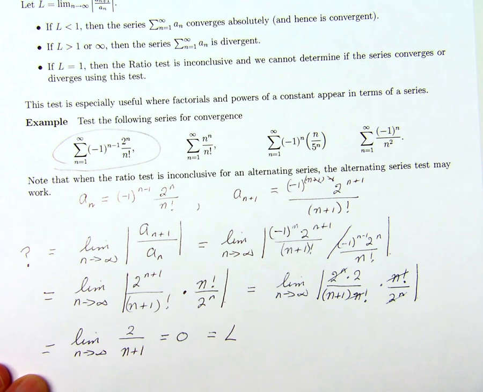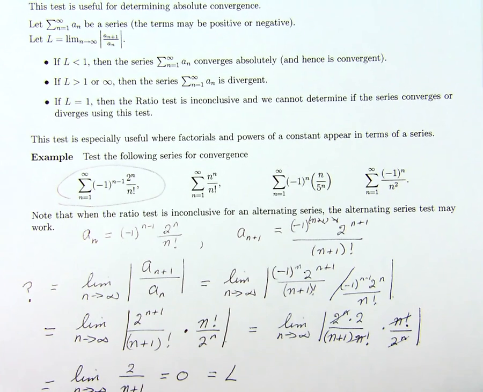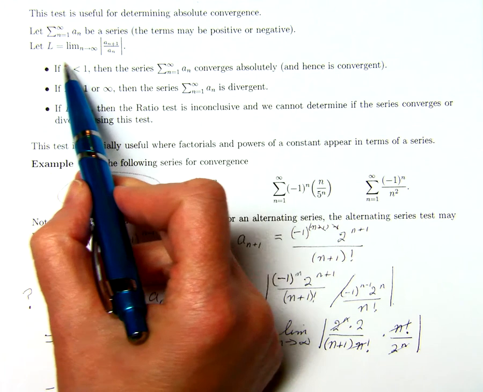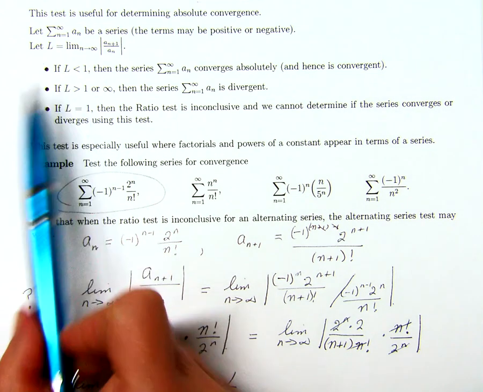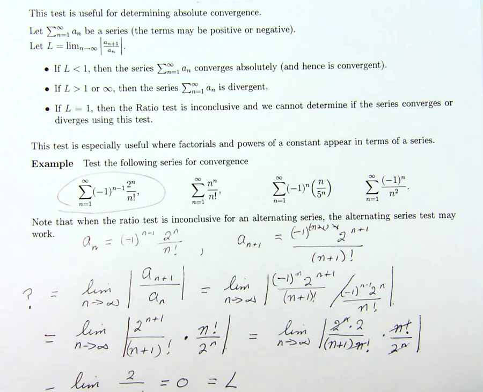So that's my L. And in our test, if I follow the directions, I calculate this L. And then secondly, I look at the value of L. And I have L equals 0 here. And the directions are, if L is less than 1, then the series converges absolutely. So my conclusion here is, this implies that the series converges absolutely. And of course, when something converges absolutely, that means it converges.